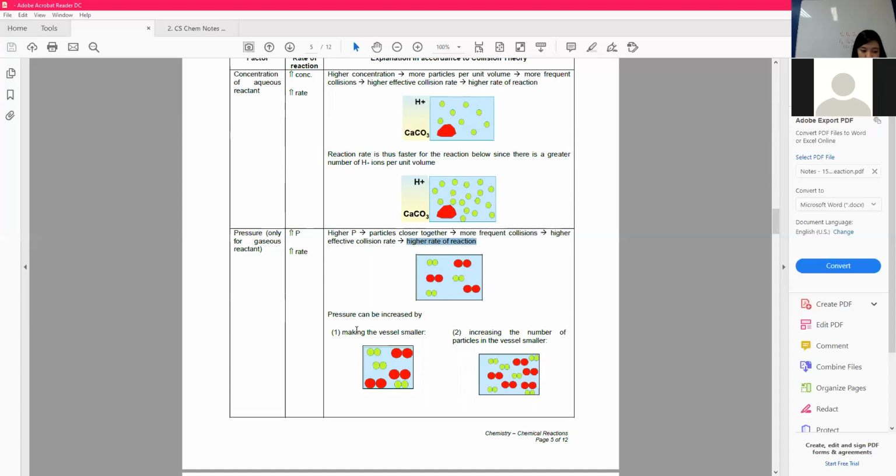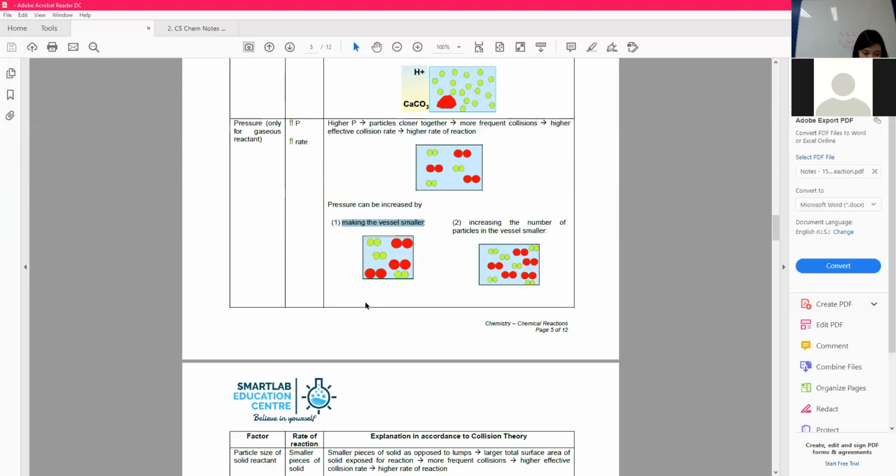Same thing, it's a storyline. So how do we increase pressure? We can do that by making the vessel smaller. If you make it smaller, the particles will collide more. Or, in that volume, you just put in more particles, so the pressure will be more. So this is another factor.